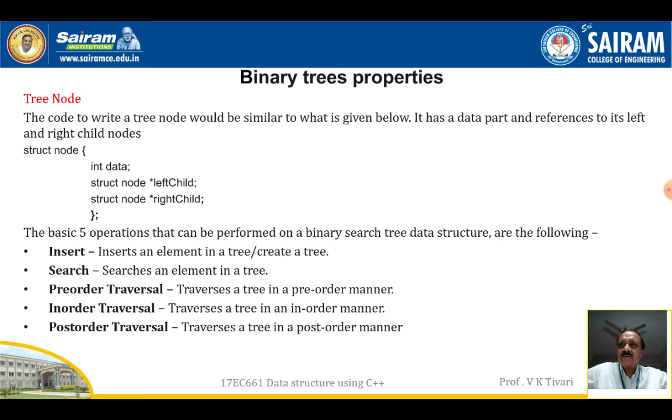Binary tree operations. Here, first we are defining the code for the structure node. You can see we are defining in the data structure node the left child and the right child. There are 5 operations that can be performed on a binary tree data structure. Insert: insert an element in a tree or create a tree. If the root is not there, root equal to 0, then we have to create the tree root and then insert the left and right children.